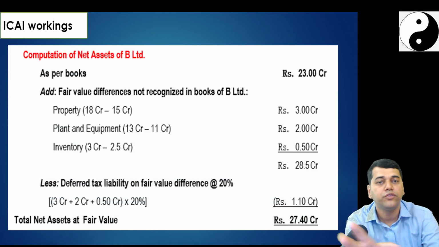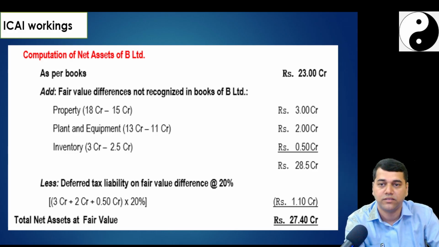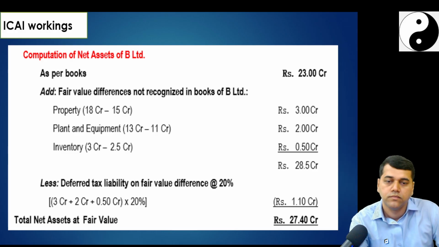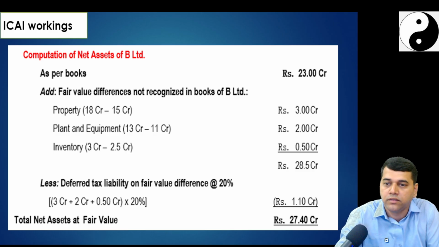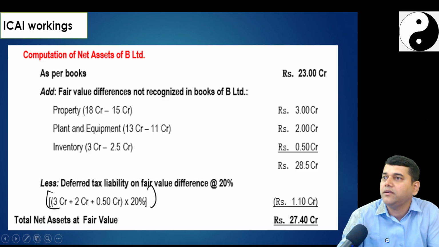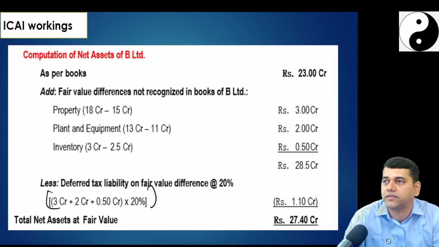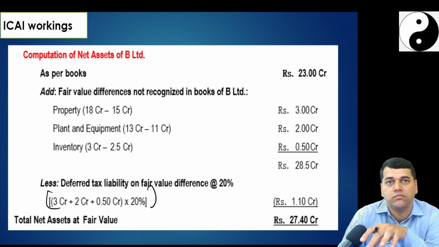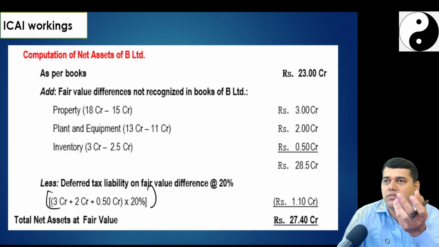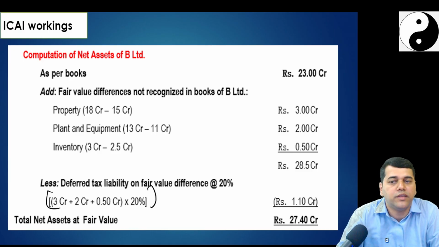If you see the ICAI working, they have done it like this. ICAI has done this 23 plus this, and deferred tax they have calculated here only. In one line, they have calculated deferred tax. In fact, I told you during the deferred tax class also that for deferred tax calculation, there is no format as such. You can do it any way once you have understood. They have taken only the net increase into 20%. Followed?